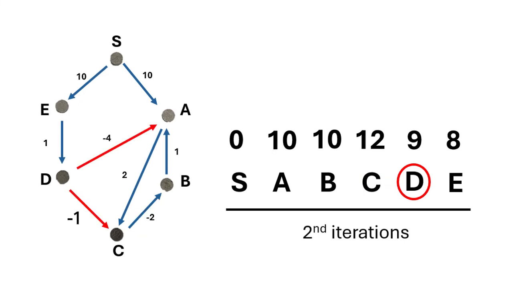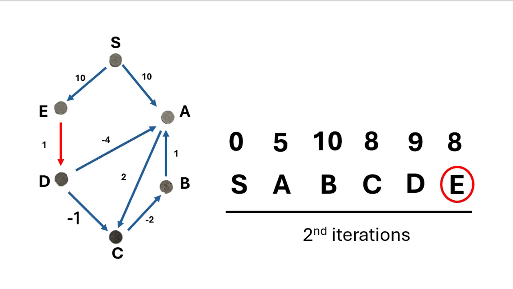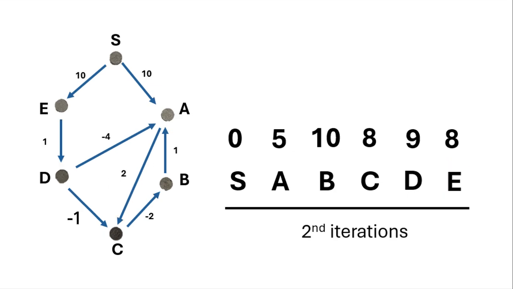Looking at D, however, we notice that its edges improve the path to A and the path to C. Starting at 9 and adding -4, we can now get to A with a cost of 5. Starting at 9 and adding -1, we can now get to C with the cost of 8. We update the table and move on to E, but again, we note that its edge does not offer any improvement. We're done with the second iteration.